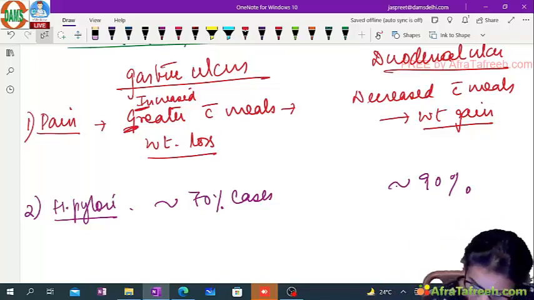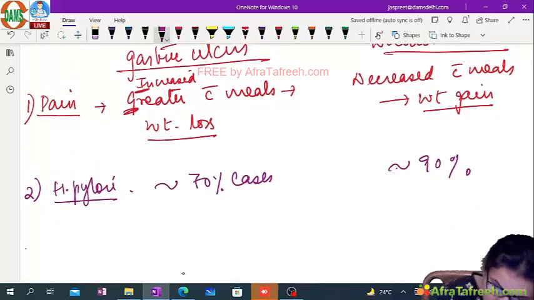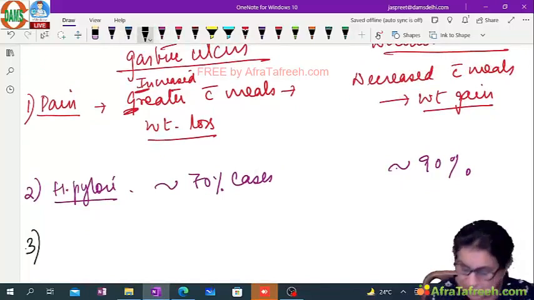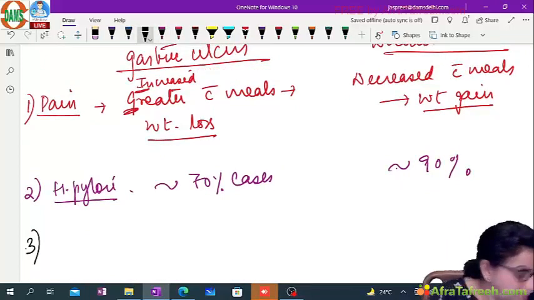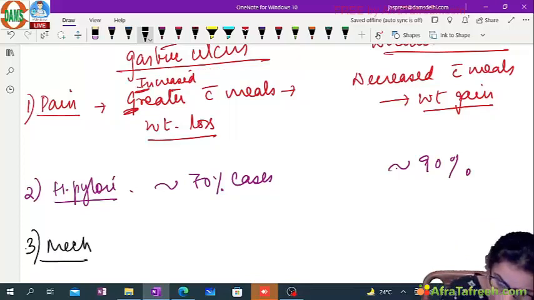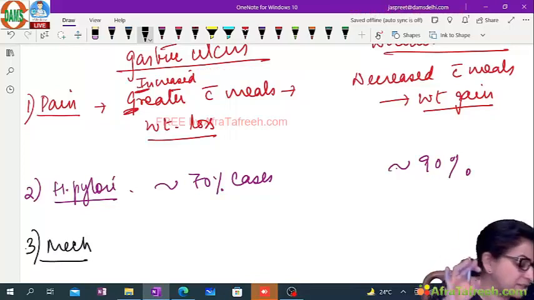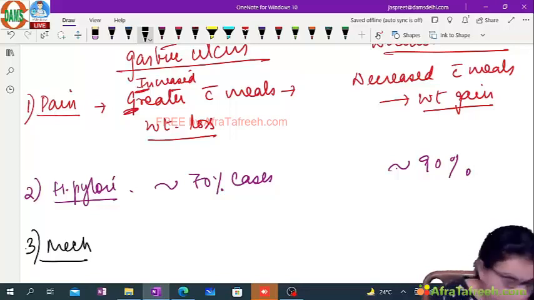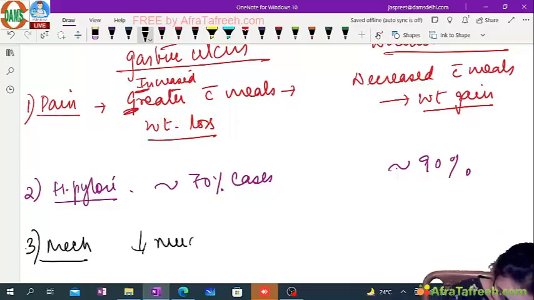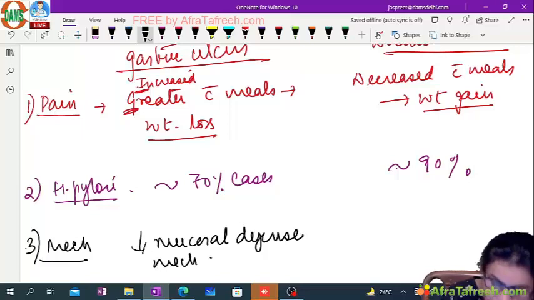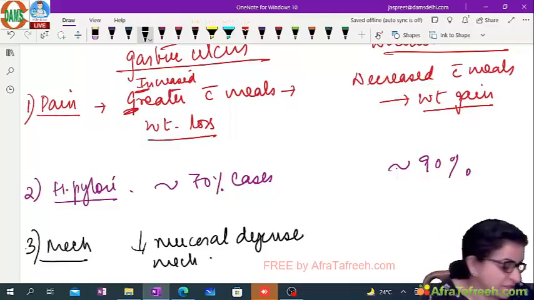Okay. Then H. pylori infection can occur in both gastric and duodenal ulcers. In gastric ulcers it is seen in 70% of cases, in duodenal ulcers 90%. Then mechanism. What is the mechanism of gastric ulcers? In case of gastric ulcers, there is decreased mucosal defense mechanism against gastric acids. So decreased mucosal defense mechanisms are responsible for causing gastric ulcers.